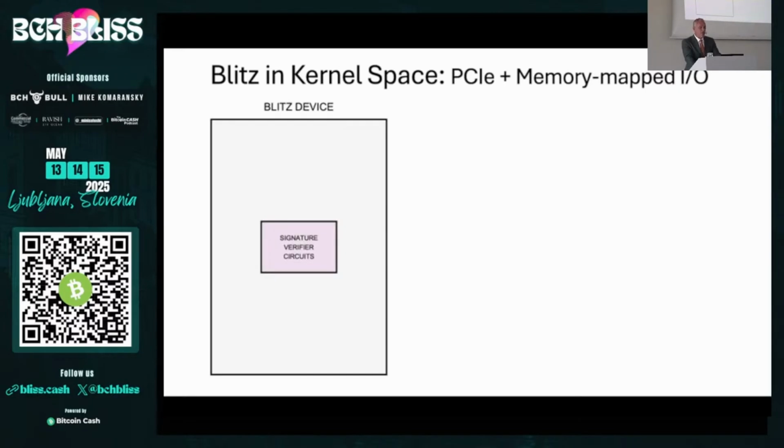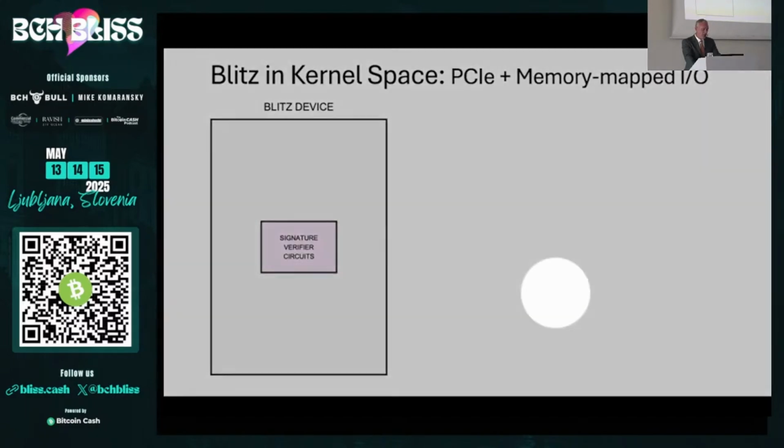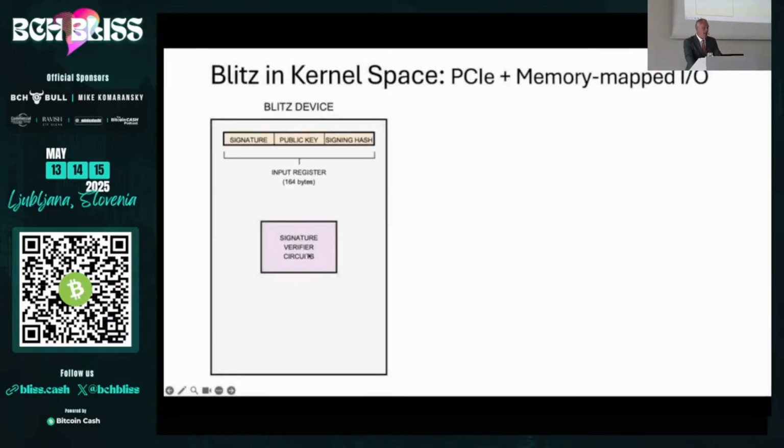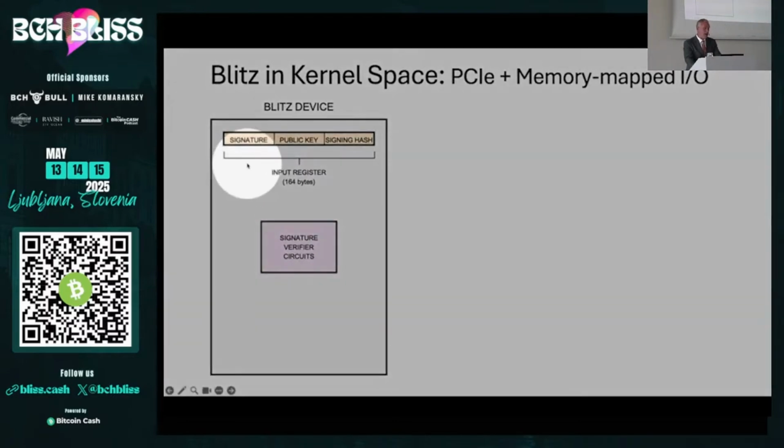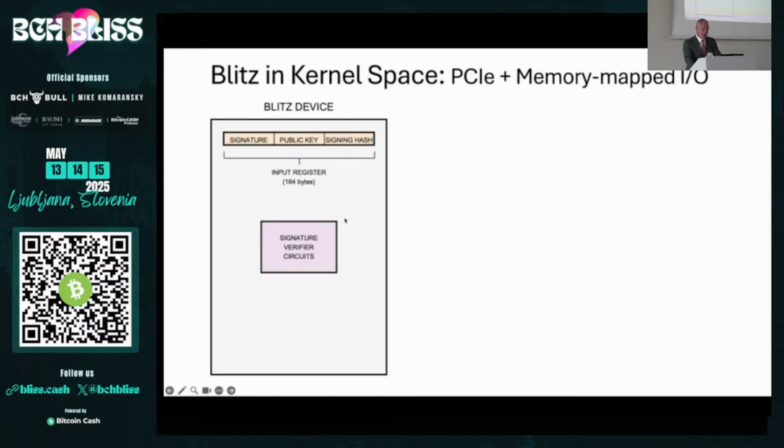Okay, so how does Blitz connect to your computer? The answer is through the magic of PCIe and memory mapped I/O. So we've got a diagram of Blitz here. The purple square is the heart, the signature verifier cores. Blitz has an input register where the user would write the signature they want checked: signature, pub key, signing hash. And it exposes an output register where it writes the pass-fail result.